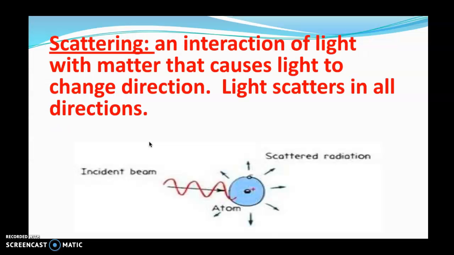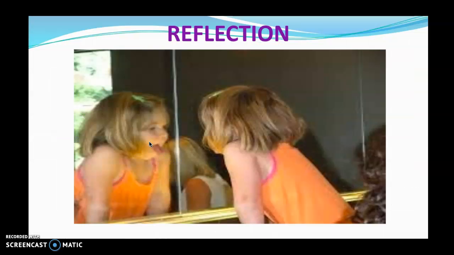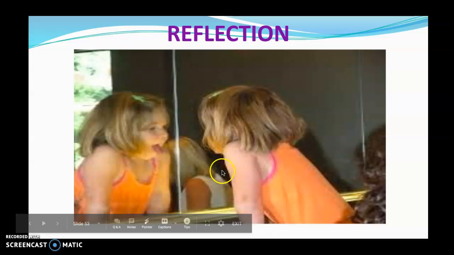Scattering. Scattering is an interaction of light with matter that causes light to change directions. This is kind of like, imagine a mirror, right? Nice flat mirror like this girl's looking through. She can see a nice reflection of herself. Now imagine you took a rock to this mirror and just started smashing it, right? And it didn't fall apart. It just had all these cracks in it. Would it look the same when you're looking at that girl now? And the idea is absolutely not, right?